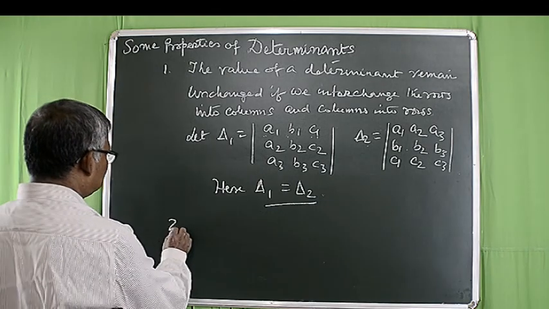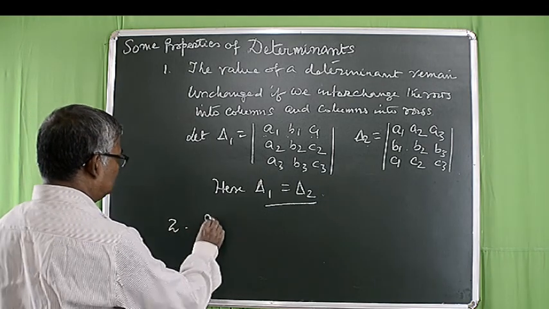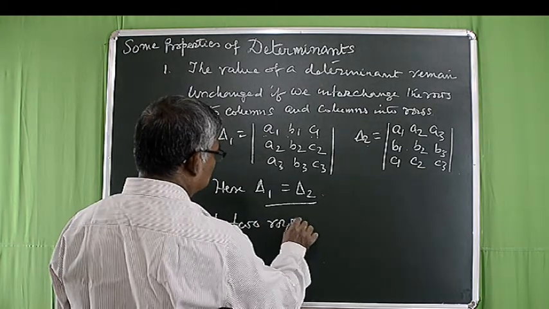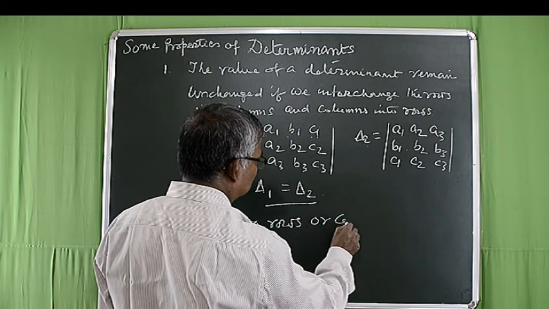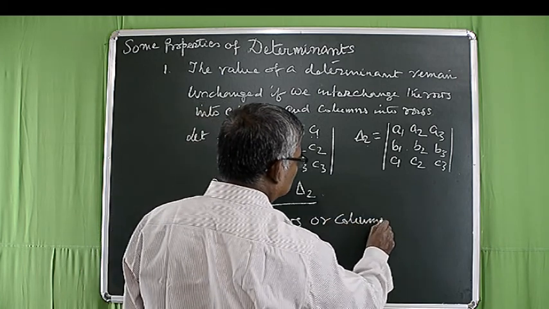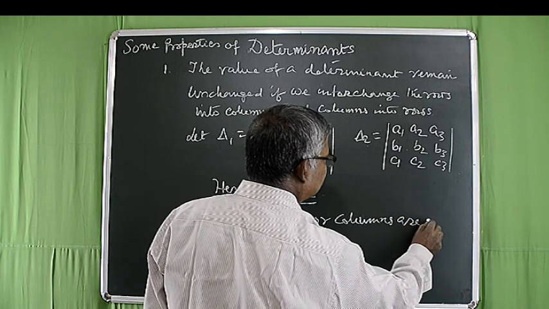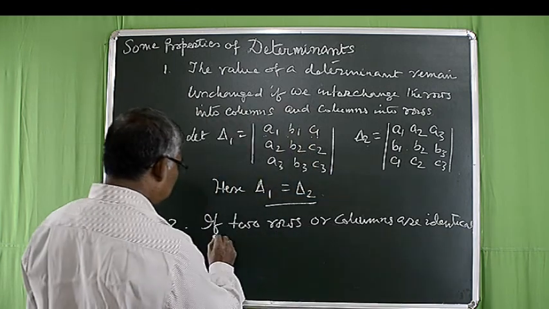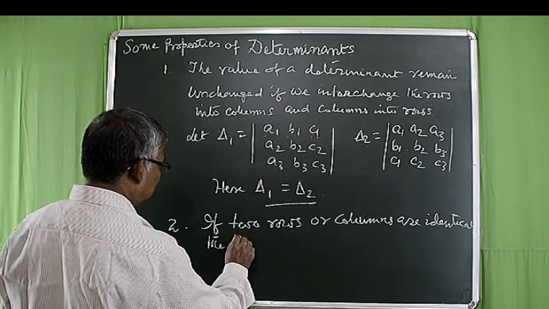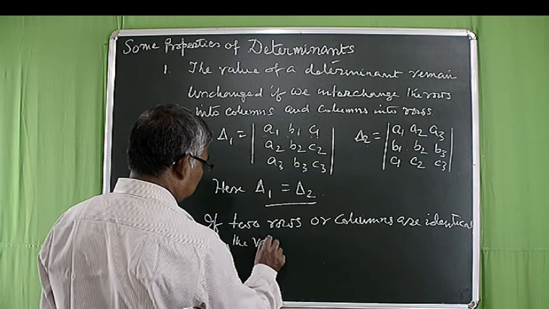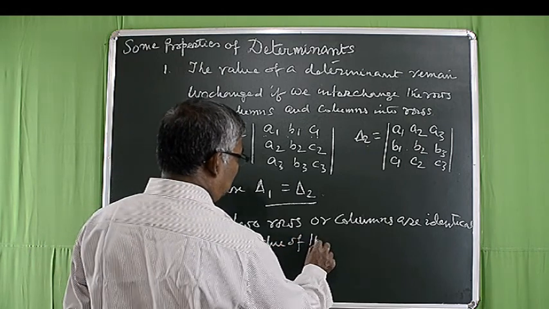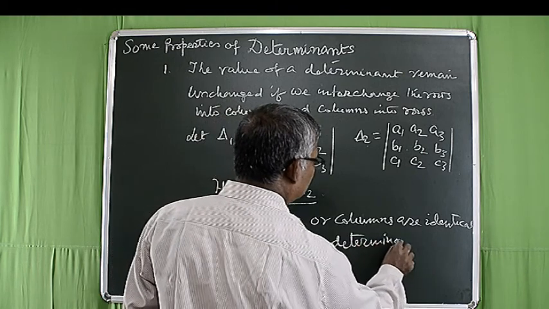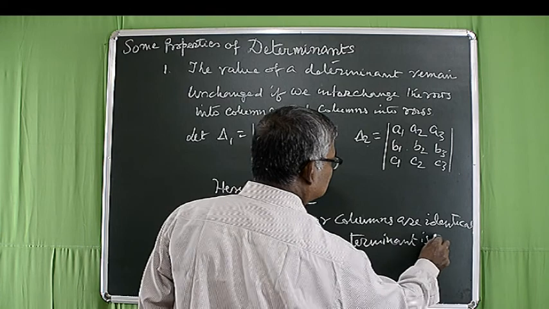Secondly, if two rows or columns are identical, then the value of the determinant is 0.